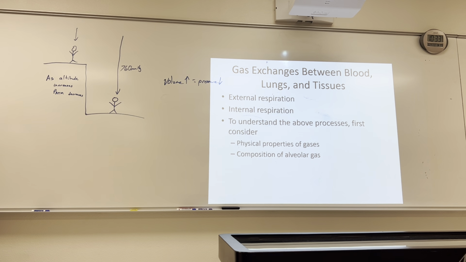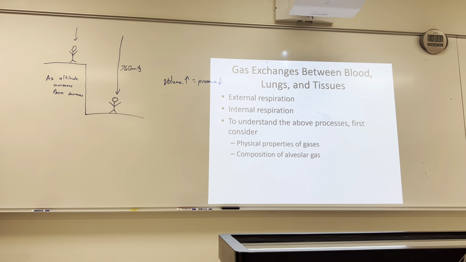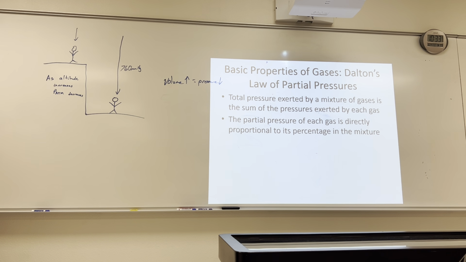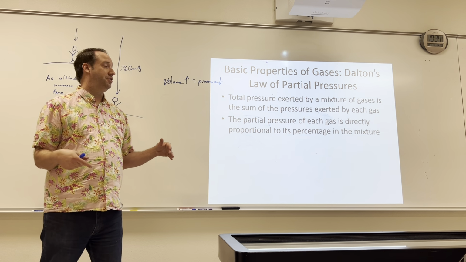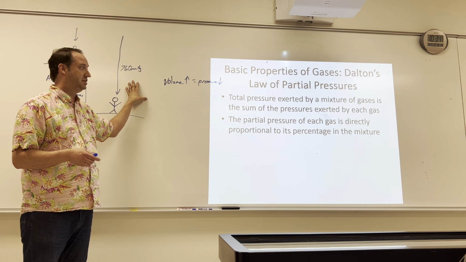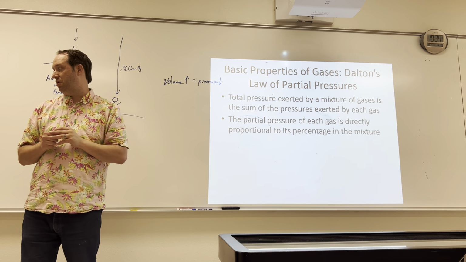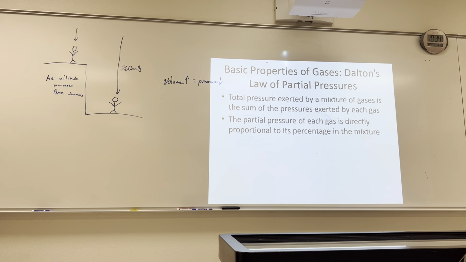All right, so now back to physics. To understand gas exchange, we have to understand how gases work. The first basic rule of gases is called Dalton's law of partial pressure. Air is not oxygen, right? Air is a blend of gases. Dalton's law of partial pressure tells us that the total pressure, let's say 760 millimeters of mercury, exerted by that mixture of gases is the sum of its constituents. So, the partial pressure of each gas is proportional to that percentage of the gas in the mixture.